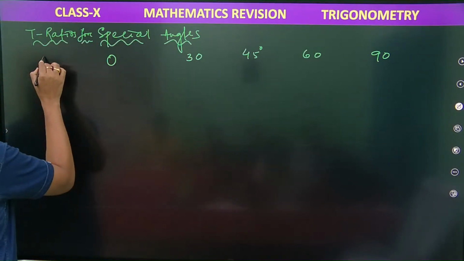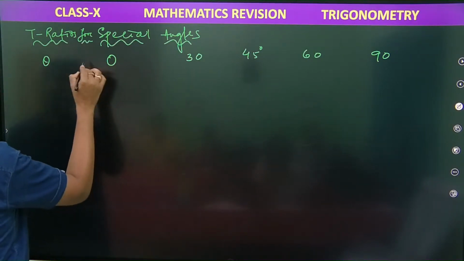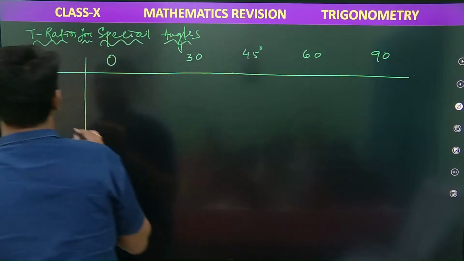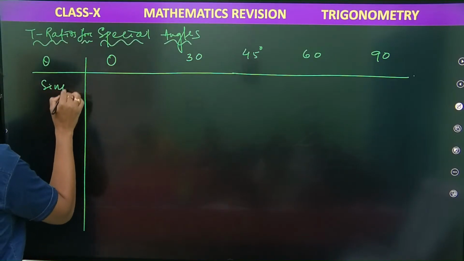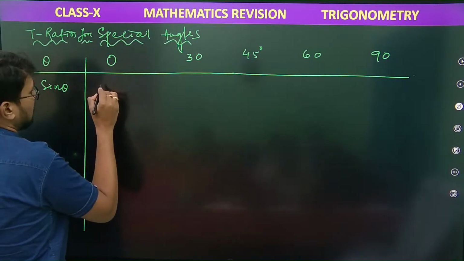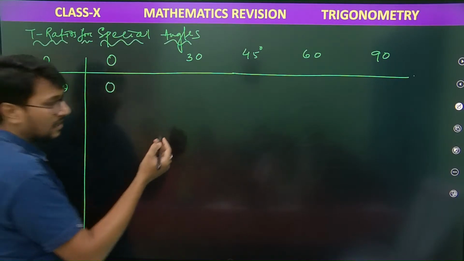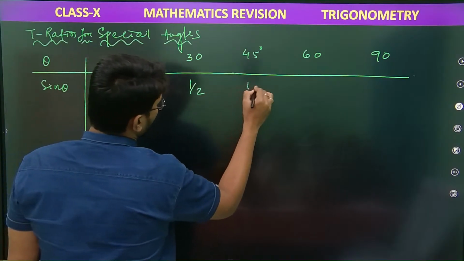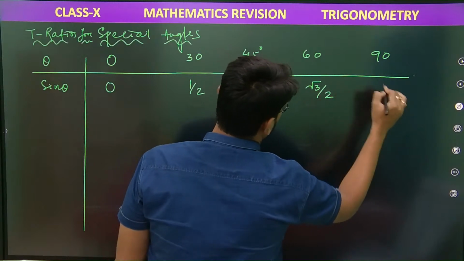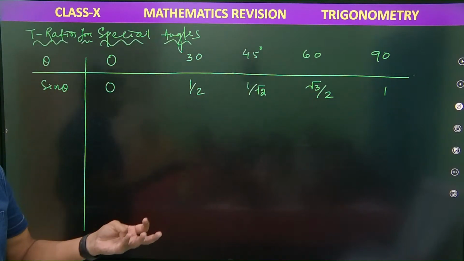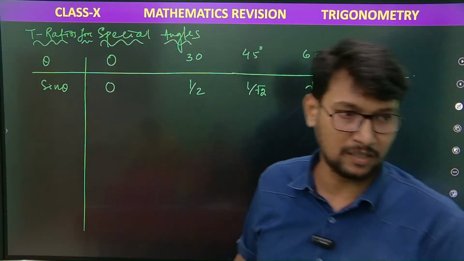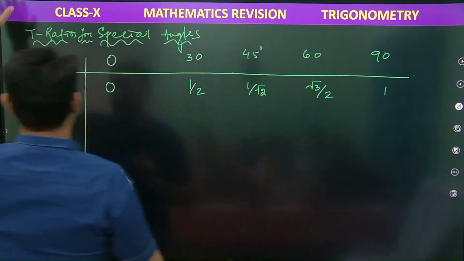Now, if these are the theta values, we will find the T ratios for them. First one is sine theta. If theta is 0, sine 0 is how much? 0. Sine 30? 1 by 2. Then 1 by root 2, then root 3 by 2 and 1. So if you remember sine and cos, then you can find out all other values. Clear, everyone? Let us find the next one.